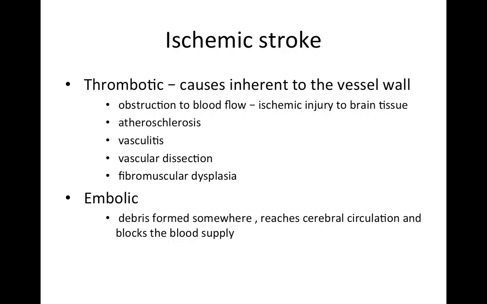Ischemic strokes could be thrombotic, and there could be causes inherent to the blood vessel, which includes atherosclerosis, vasculitis, vascular dissection, or fibromuscular dysplasia of the arteries. These are the causes inherent to the vessel wall, thereby causing the obstruction to the blood flow and the ischemic injury to the part of the brain which is supplied by these blood vessels.